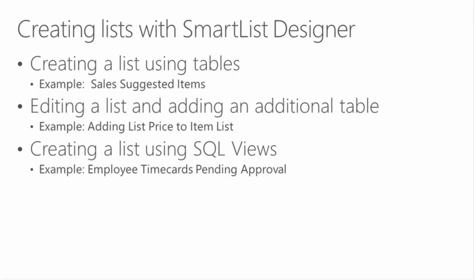So now we're going to go through and actually talk about how to create a couple of these different lists. The first one that we're going to do is create a list using tables within the Microsoft Dynamics GP product. The second option is we're going to actually edit a list that has missing information that we want. So we're going to add an additional table to our list and then add the field that we're looking for within that particular list. And then our third option is we're going to create a list using a SQL view. So we'll talk about the differences between each one of those.